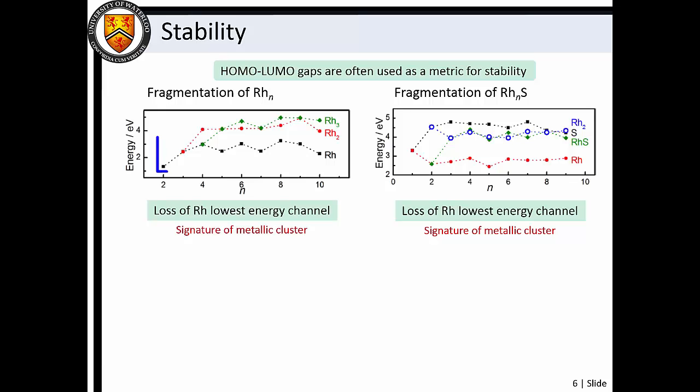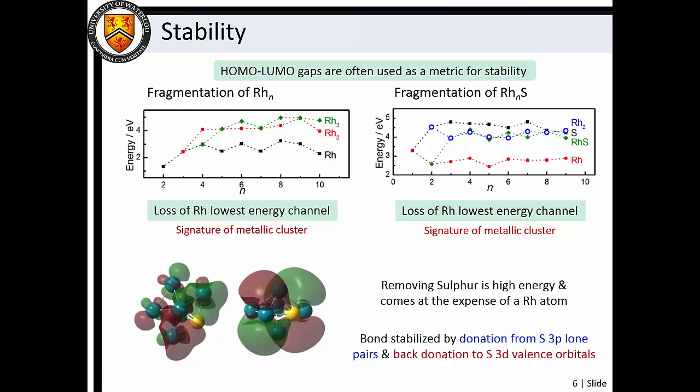Here we see that upon fragmenting, bare rhodium clusters prefer to eject a single rhodium atom. Similarly, and at similar dissociation energies, rhodium sulfide clusters prefer to eject a single rhodium atom. This behavior is commonly observed for metallic clusters. We see that removing sulfur from these clusters is a high-energy process, and it is likely to come at the expense of a rhodium atom.